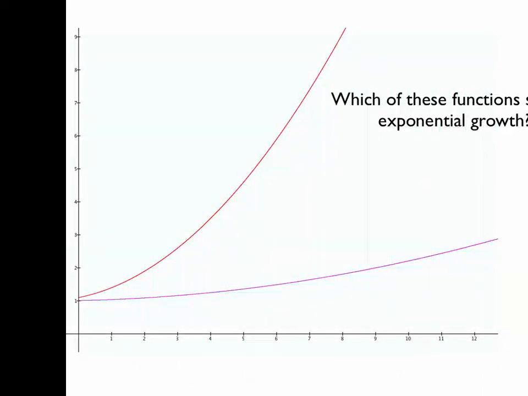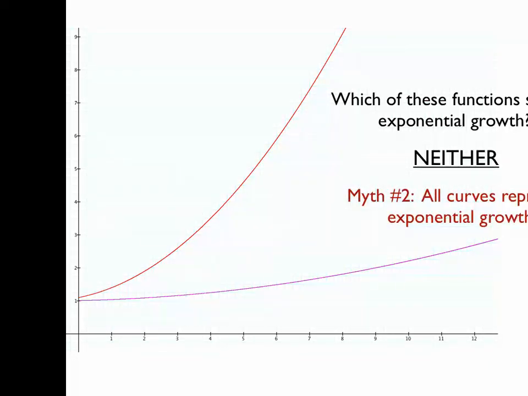So, which of these are exponential growth? Both, right? Neither. Here's the second myth. If it's a curve, it's exponential growth. That's another myth. You see a curved function and people say, oh, it's exponential growth. Not true. These are both quadratic equations. These are both quadratic, and there are many, many other types of curves. Exponential growth is a very specific type of mathematical growth that we want to understand the nuts and bolts of. So it's not just any curve, and it's not super fast growth.